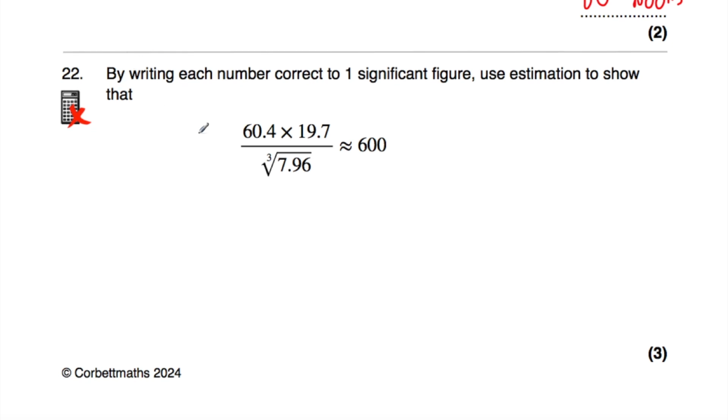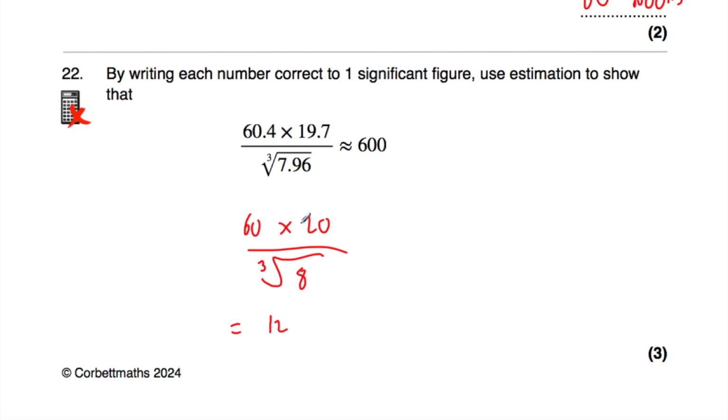So question number 22 says, by writing each number correct to one significant figure, use estimations to show that 60.4 multiplied by 19.7 over the cube root of 7.96 is approximately equal to 600. So let's start off with the numerator. 60.4 to one significant figure is closer to 60 than it is to 70. Multiplied by 19.7, well, it's closer to 20 than it is to 10. And then over the cube root of 7.98, well, that's closer to 8 than it is to 7, so the cube root of 8.